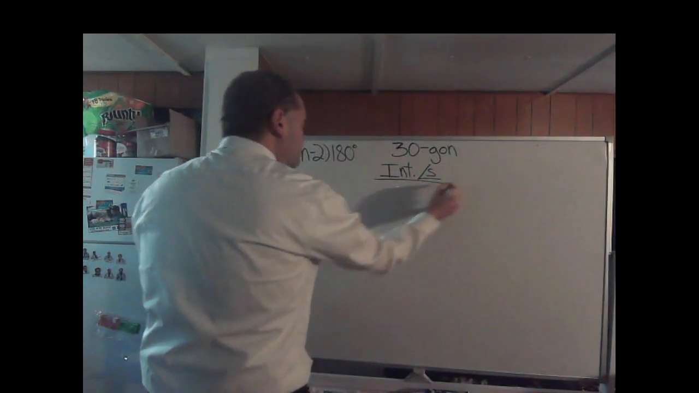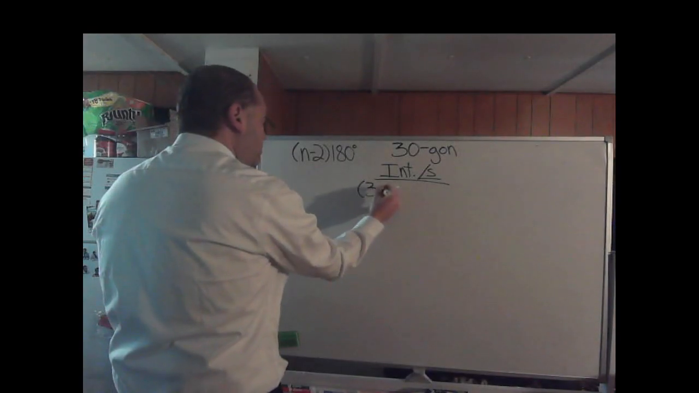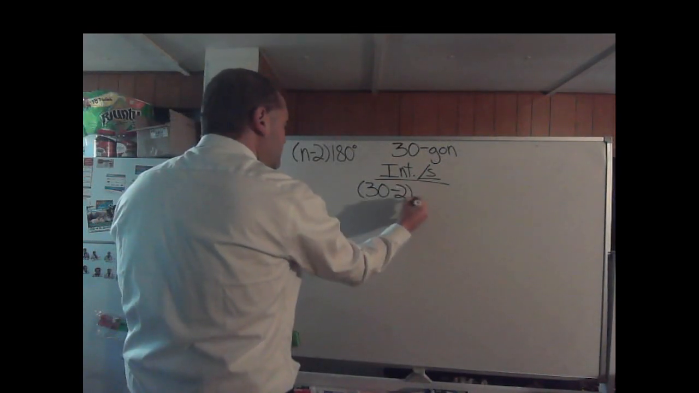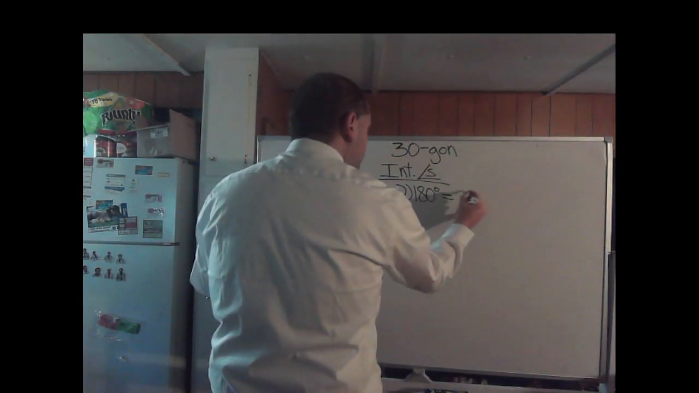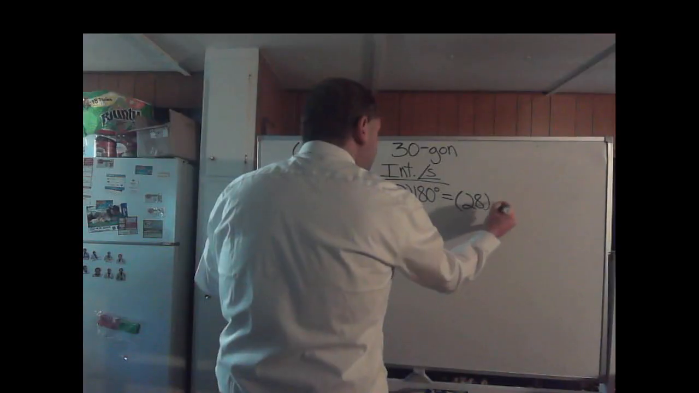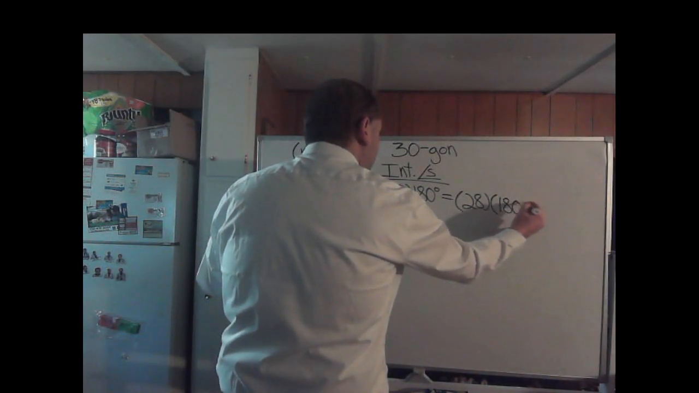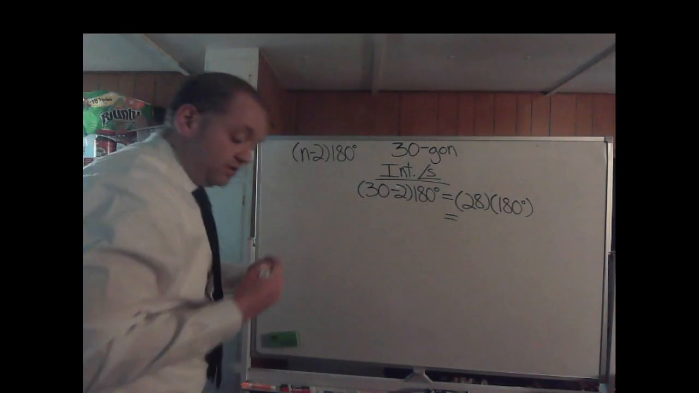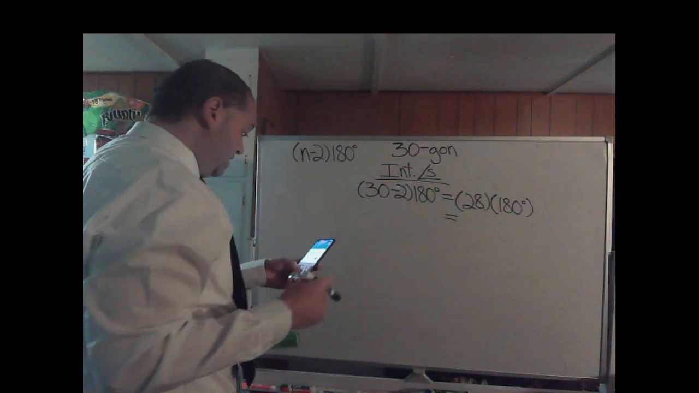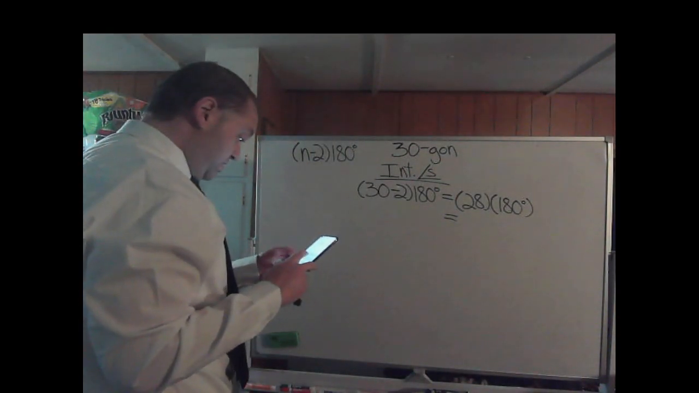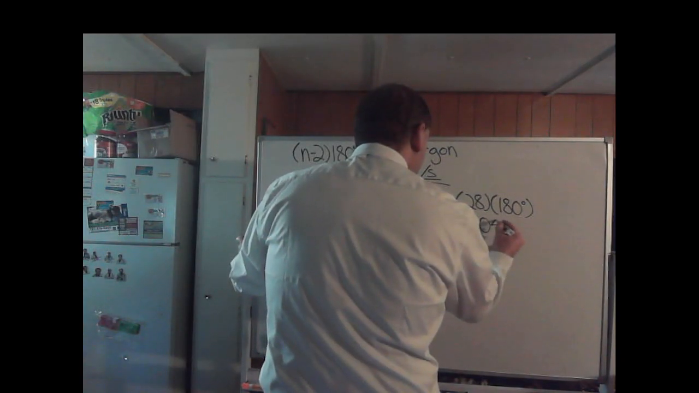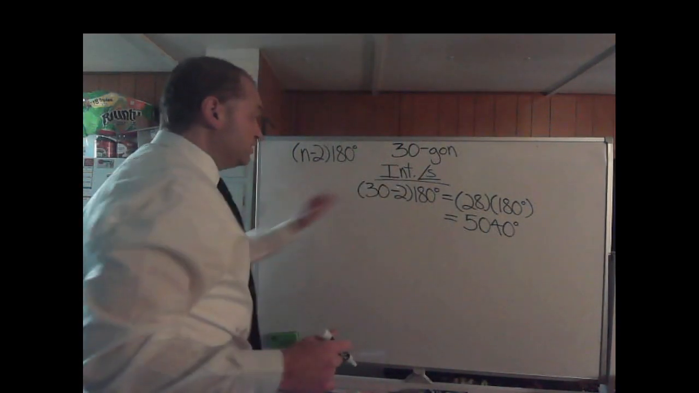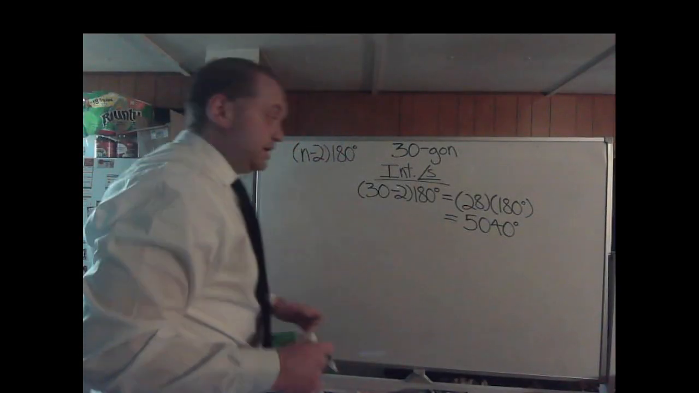We have 30 sides, so it's going to be the quantity 30 minus 2 times 180 degrees, which turns into 28 times 180 degrees, which is going to give us a big sum. That'll be huge. What is 28 times 180? That's 5,040. So the sum of the interior angles of a regular 30-gon is 5,040 degrees.